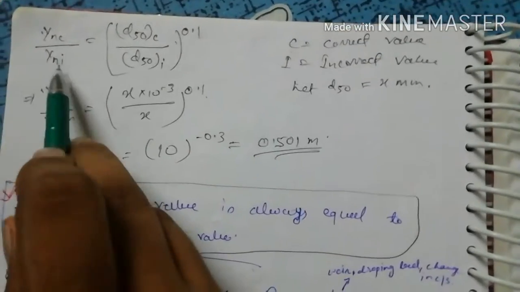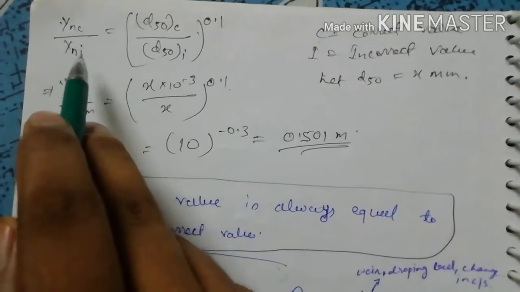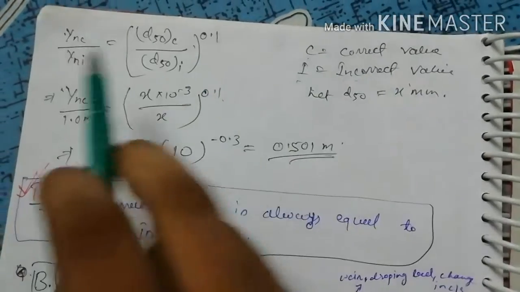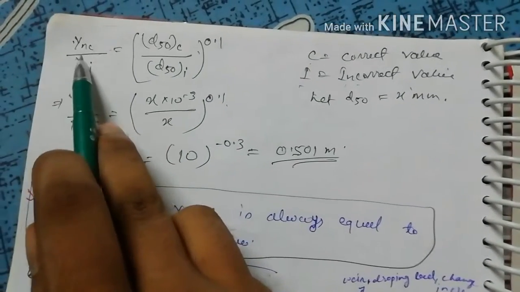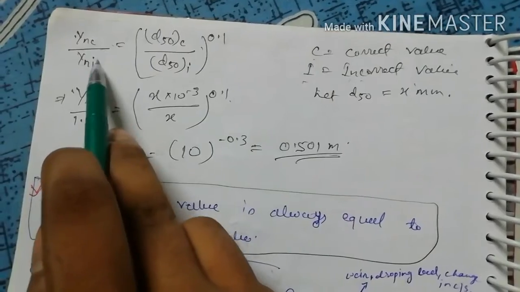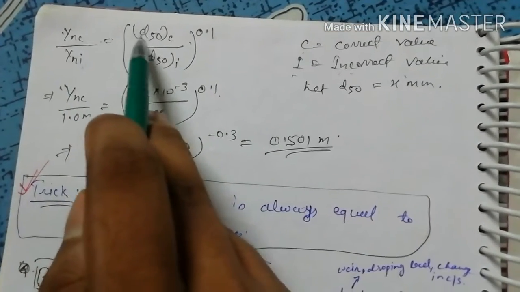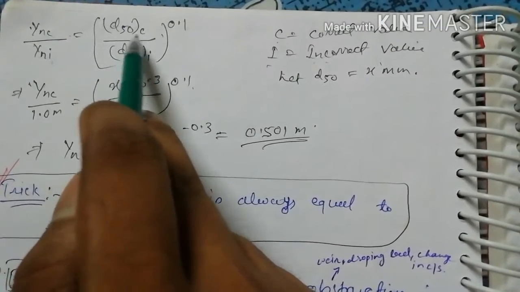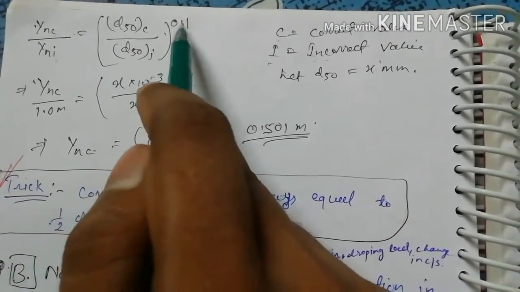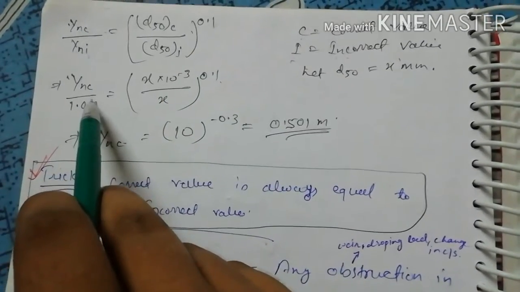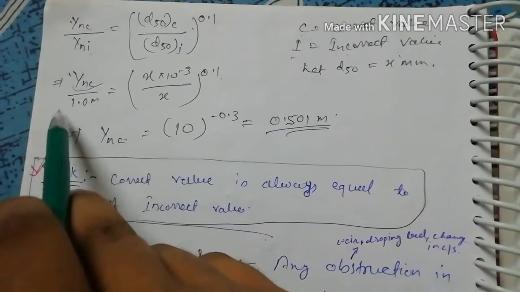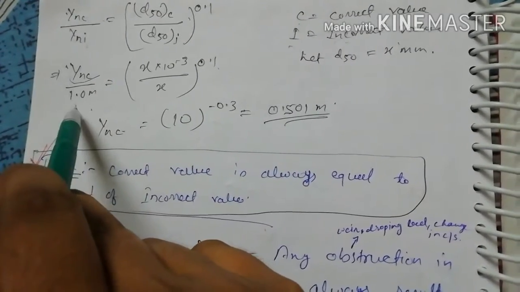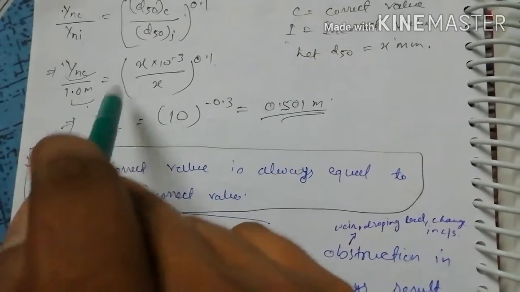Now comes the main part, that is yn,c upon yn,i, where c is the correct value and i is the incorrect value. yn,c is the correct value and yn,i is the incorrect depth. So because it is directly proportional, d50,c upon d50,i to the power 0.1. So yn,c we have to determine, the correct depth of flow. So yn,c upon 1 meter, this is the given incorrect depth.